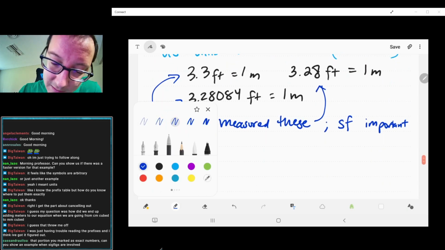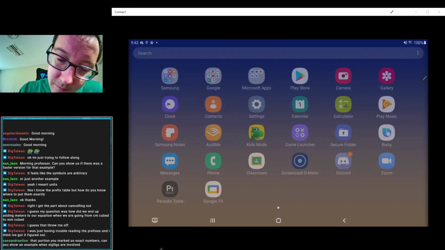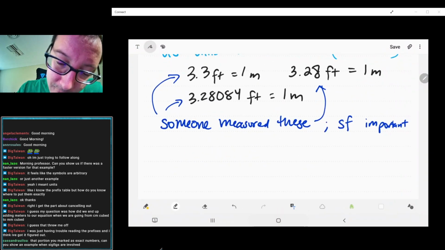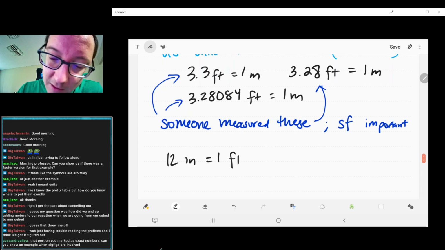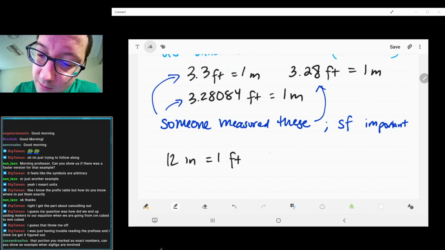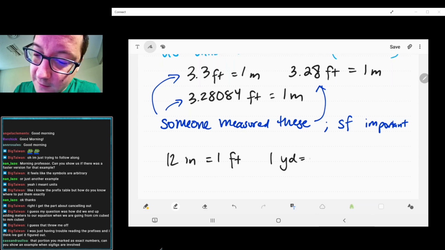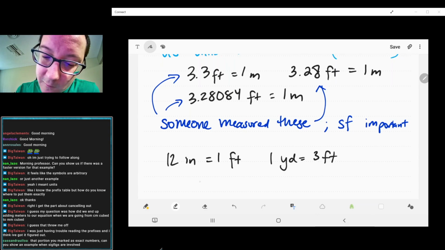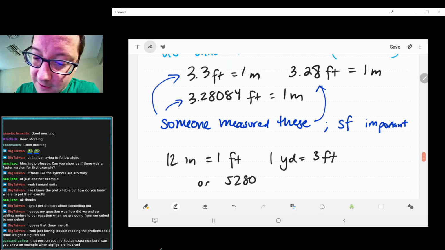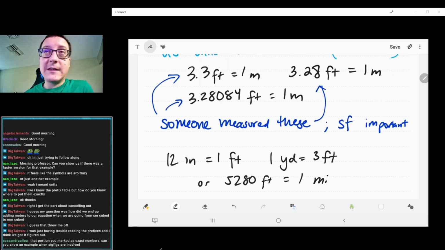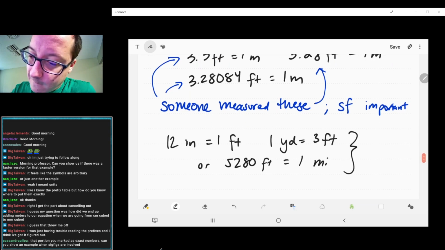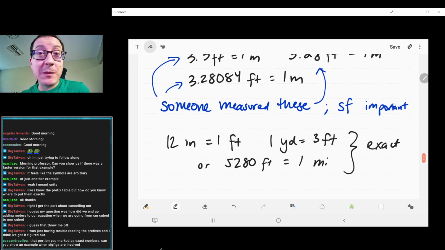For example, if we take 12 inches as 1 foot, or 1 yard is 3 feet, or 5,280 feet is 1 mile, these are all exact numbers, because they're definitions, because they're all the same system. They're all using the US system. As a result, they're exact numbers. They're definitions. It's only when you start mixing systems that things go crazy.